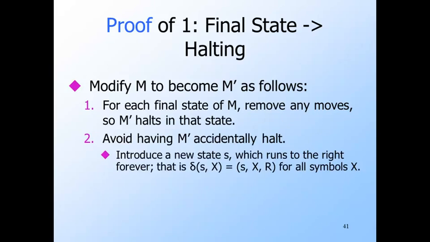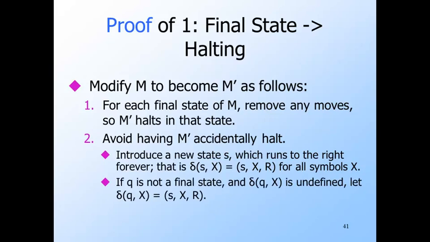So for M prime, we introduce a new state S, whose job is to make sure M prime never halts. Once M prime is in state S, on any tape symbol x, M prime stays in state S, leaves the x as it is, and moves right. Thus, M prime will always have a next move in state S. Eventually, it will get to the infinity of blanks to the right on the tape and look at them one at a time. And to make sure M prime doesn't halt accidentally, whenever delta of q and x is undefined for M, and q is not a final state, we'll have M prime enter the state S.